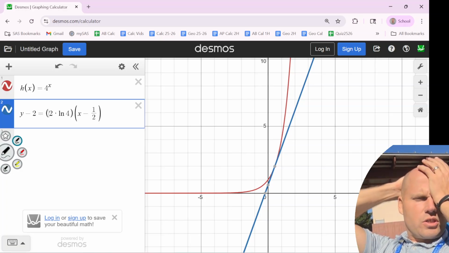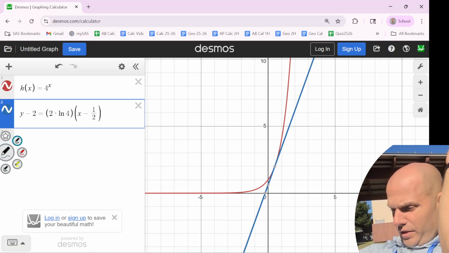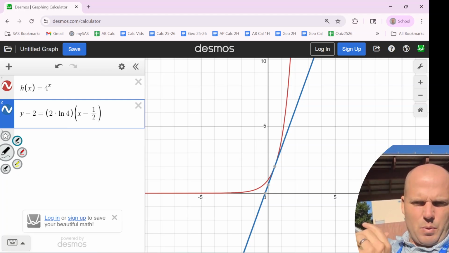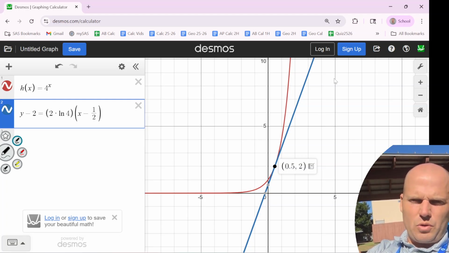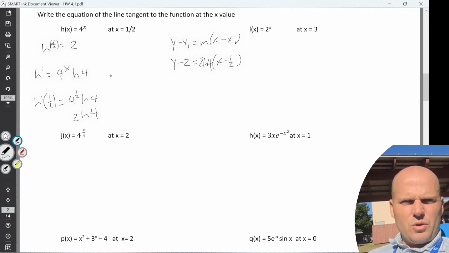All right, well this is it. So parentheses, I guess, when you're using Desmos, but there's that equation of the tangent line. We have the point a half comma 2, and we have the slope 2 log 4. Fits perfectly. Let's do it with 2 to the x at 3.